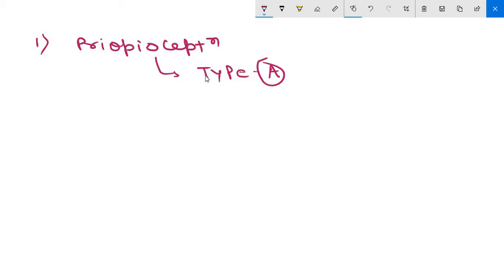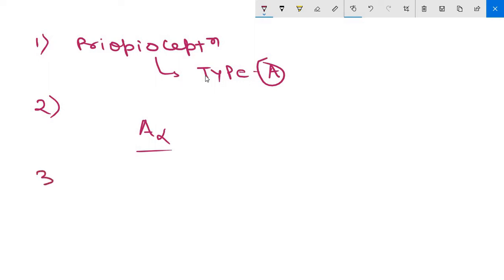Next question. Joint position and vibration sense is carried by: option A, A alpha fiber; B, A beta; C, A gamma; and D, B fibers. The answer will again be A alpha fibers. As I have said, A alpha fibers are for proprioception, and this was asked in AIIMS 13. The previous question was PGI 2004.